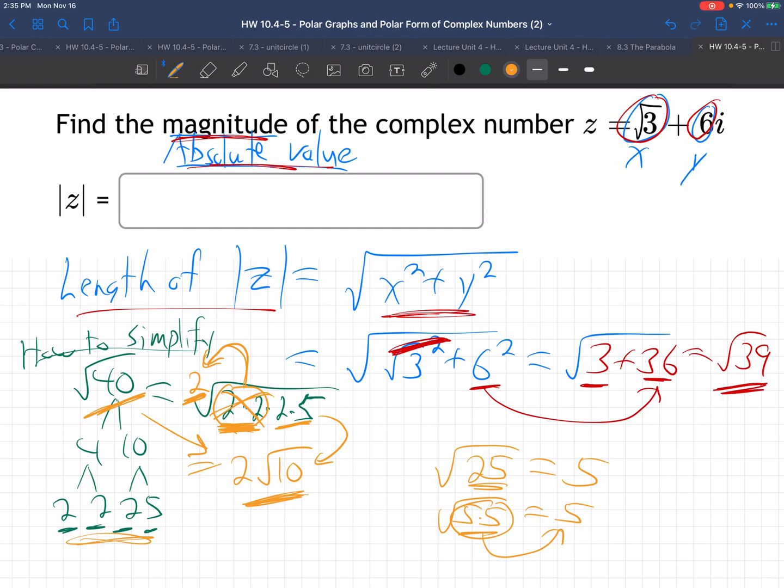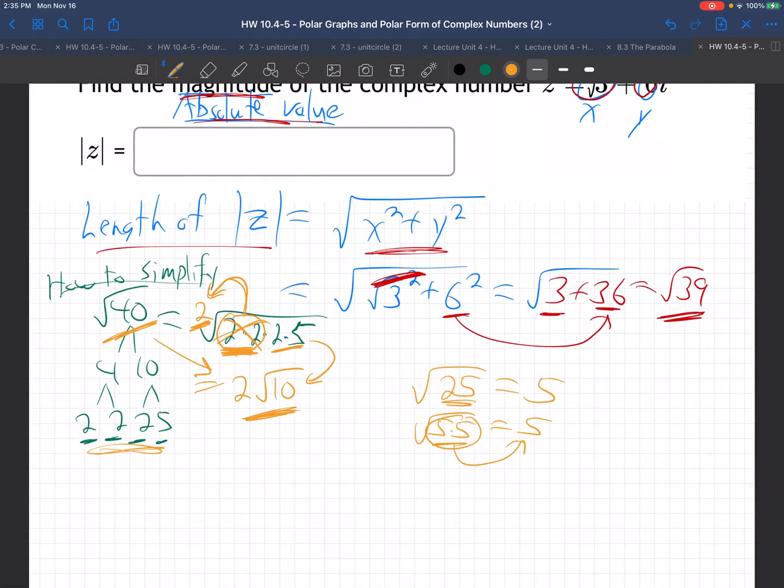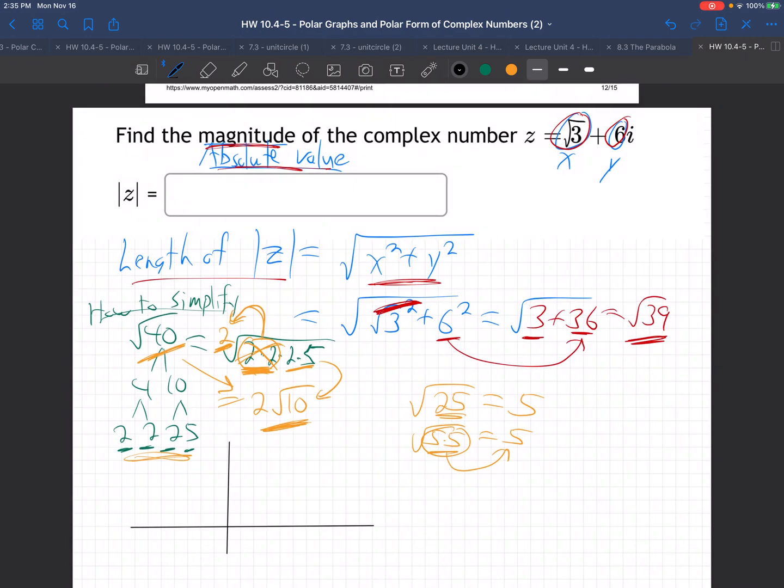Also, I want to show you where the formula comes from. One last thing. I don't like giving math rules without reasons. Think about what we just did there. So let's graph it on the complex plane. Remember the complex plane where this is the real and this is the imaginary axis. The x-axis is the real. The y-axis is the imaginary axis. And we're going to put the number square root of 3, 6. So that would be like over square root of 3 up 6 to that point.